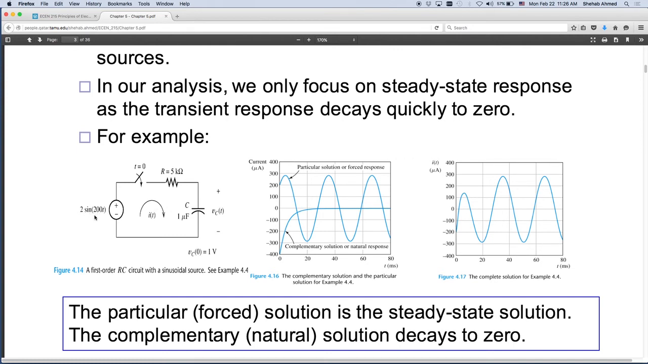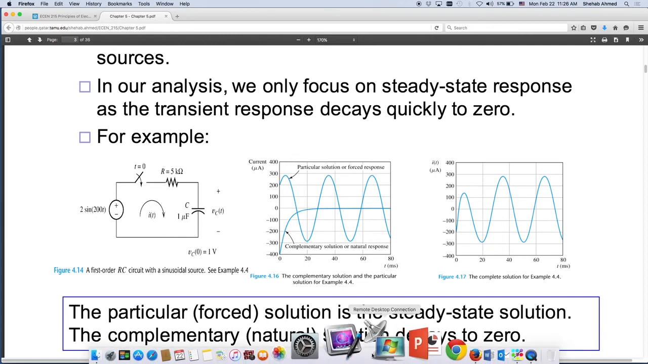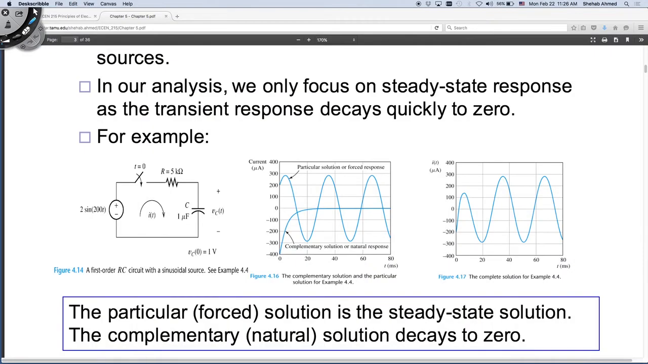So we expect, if this is a sine wave, 2 sine 200t. The voltage was a sine wave that started at 0.